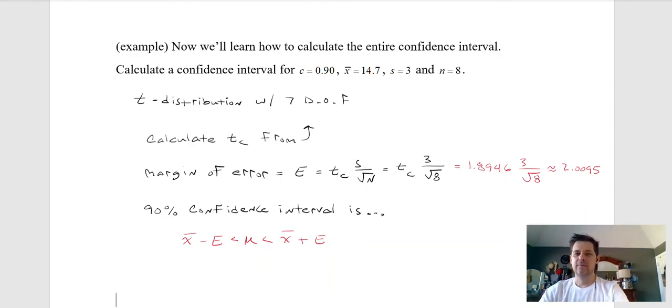So I'll take 14.7 and I'll subtract that number, and I'll get 12.690. Okay, so that right here, 12.690. And then I take X bar, 14.7, and I add the margin of error, which is 2.0095, okay? And I get 16.709.